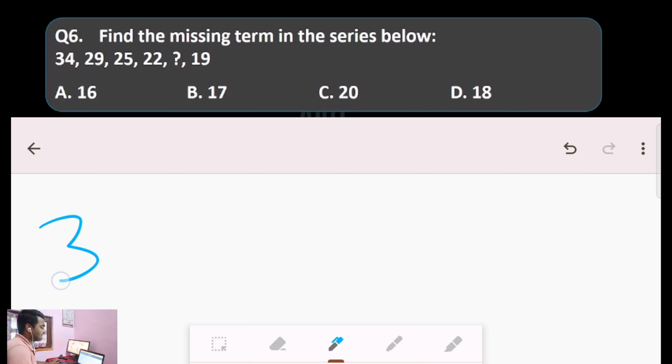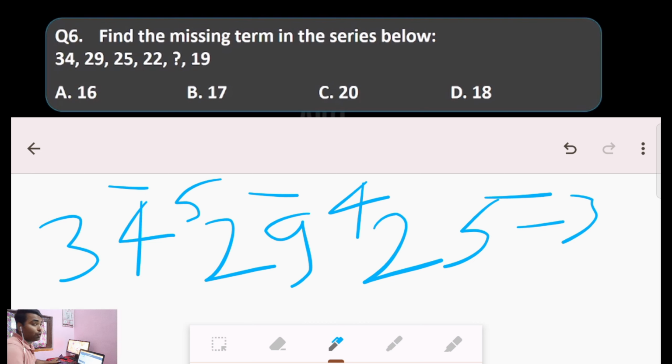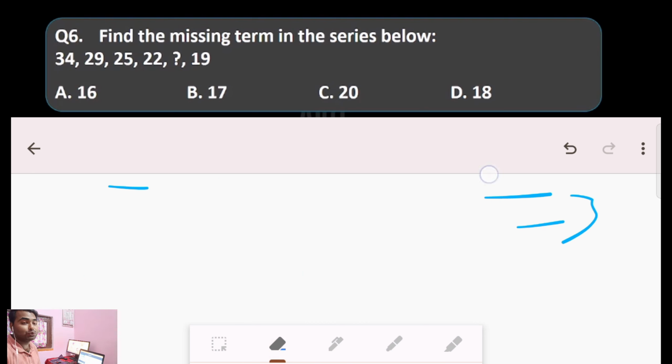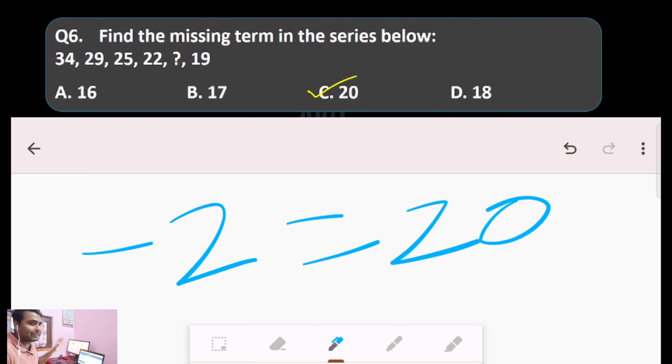We have 34, 29, 25. So understand the logic. If we minus 5, it will become 29. If we minus 4, it will become 25. If we minus 3, it will become 22. Now how much will we minus? We will minus 2. Minus 2 out of 22 will become 20. So the answer is C, 20.